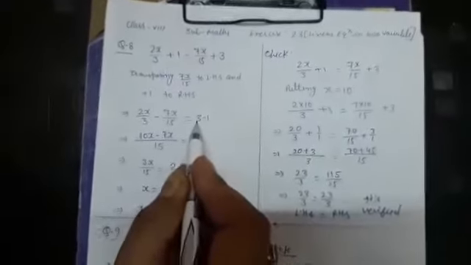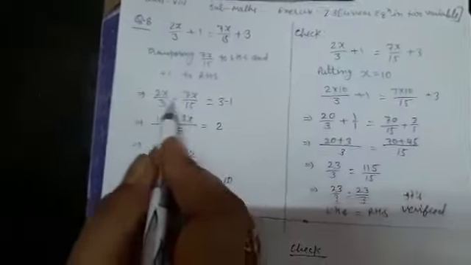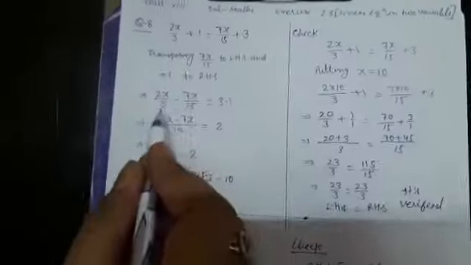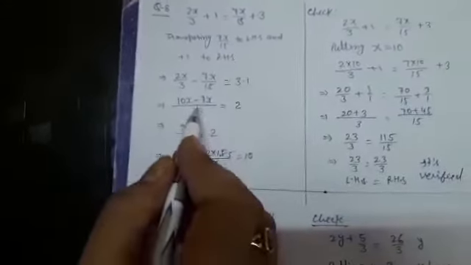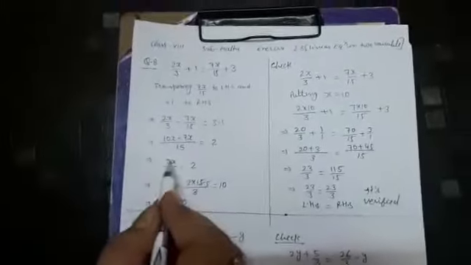Now in right side we have 3 minus 1 means 2, and in left side we will solve this side by taking LCM. We will take LCM of 3 and 15. It is 15. First 15 divided by 3, we get here 5. 5 multiplied by 2 is 10x, minus 15 divided by 15 is 1, multiplied by 7x is 7x. Now in this side it becomes 10x minus 7x, 3x upon 15 equal to 2.